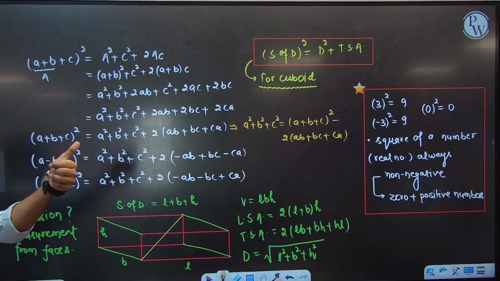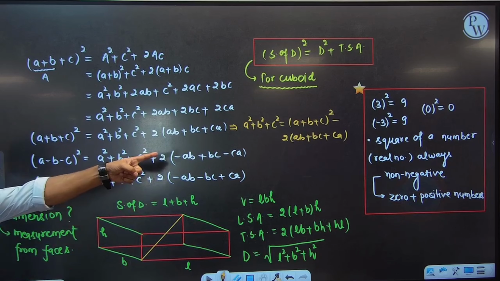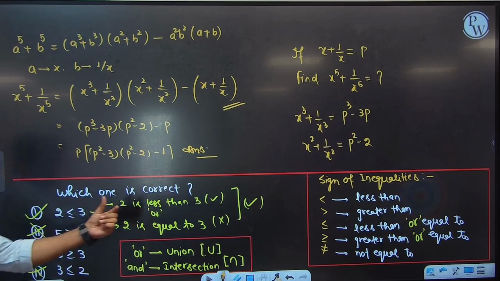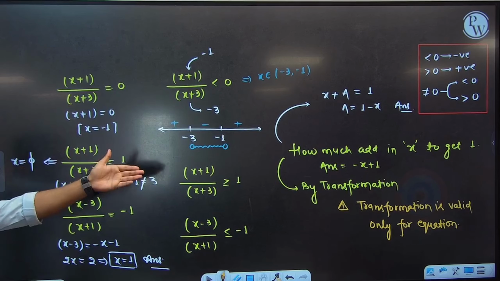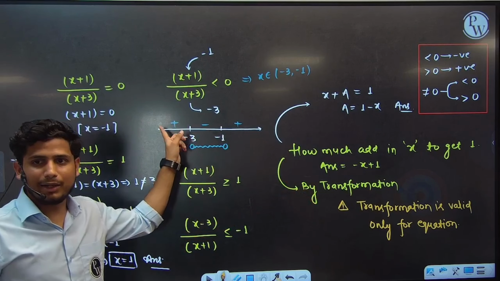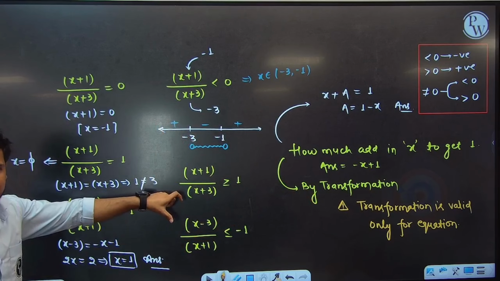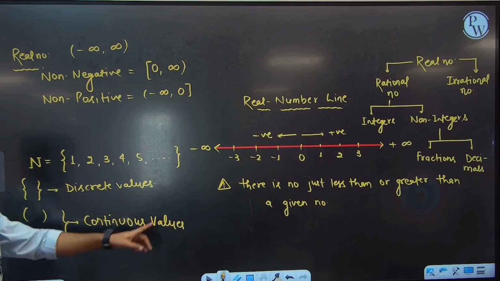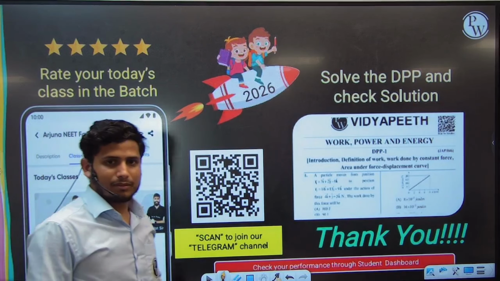Replace x by y, a by x, and b by 1 by x. And here are some important parts. Recall again the sign of inequalities, and this part also, for union and for intersection. We can't transform in the inequalities. These examples we will discuss later, in the next class. So there is no just-less-than or just-greater-than number. Discrete values.